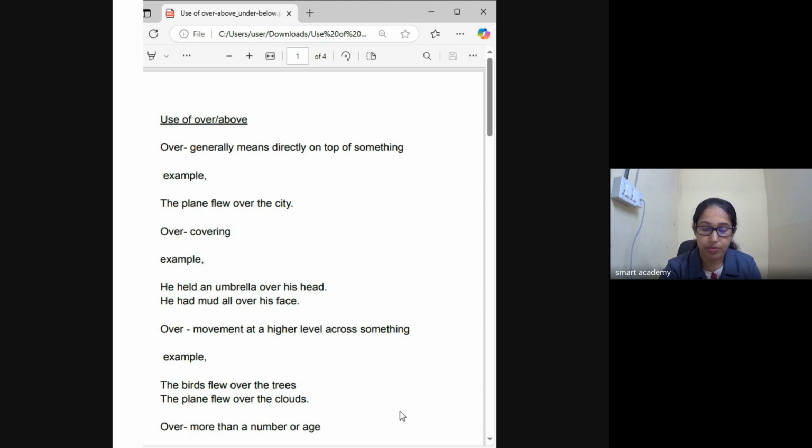A beautiful white bird flew over the lake. The kite is flying over the building. The train moved over the bridge. Yes, good. For movement across something, we can use the preposition over.